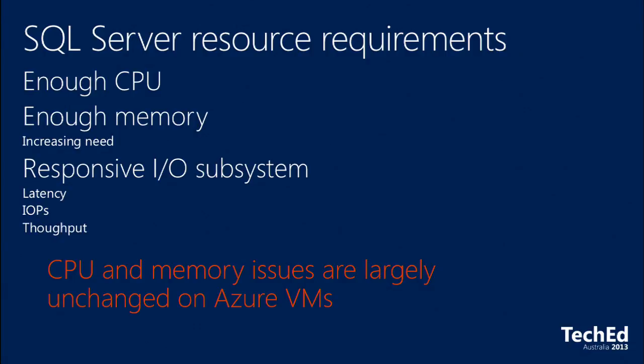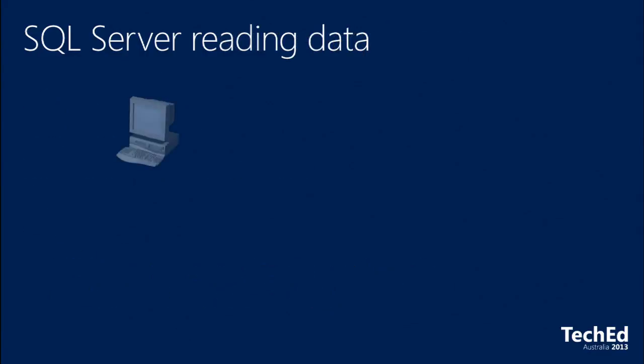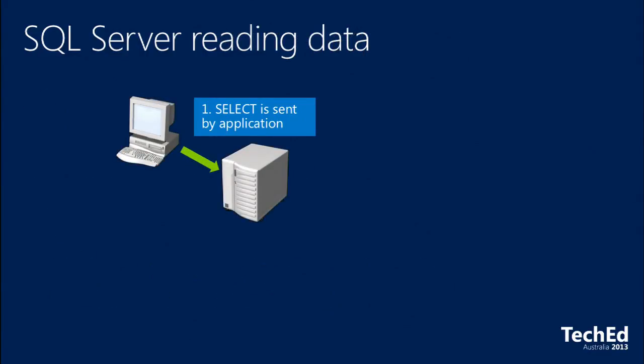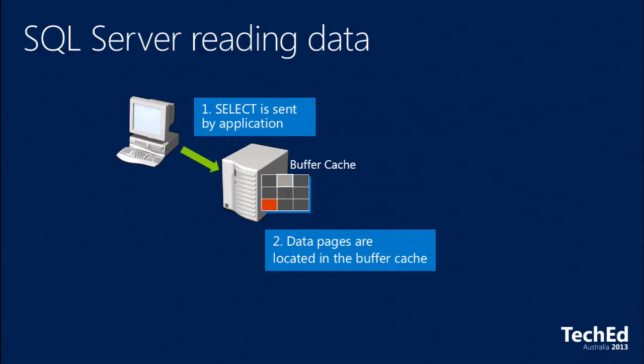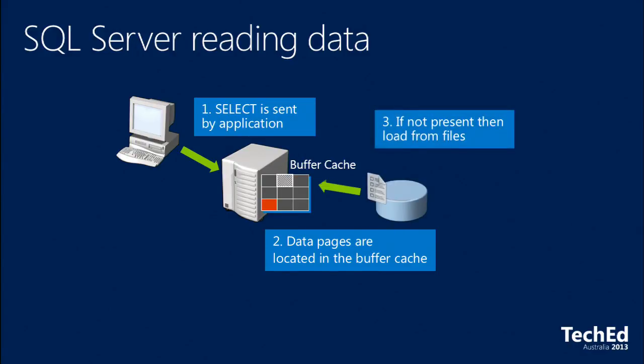The CPU and memory stuff is basically unchanged when we move into an Azure VM, but obviously the I/O stuff is still an issue. Now, if you look at when SQL Server reads data, when it gets a select from an app, the first thing it's doing is looking in the buffer to find out if it has that page already there. If it doesn't have the page, it's got to go and get that from the underlying system, then return the data back. But the important thing is the more stuff we have in the buffers, clearly that makes a huge difference to the outcome of this.